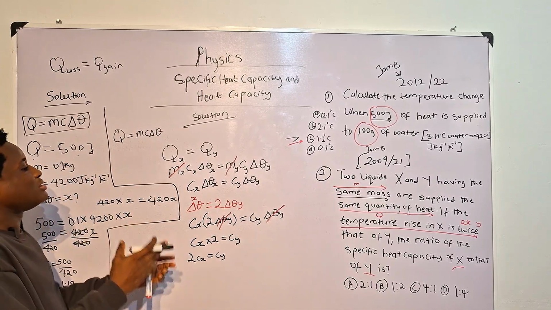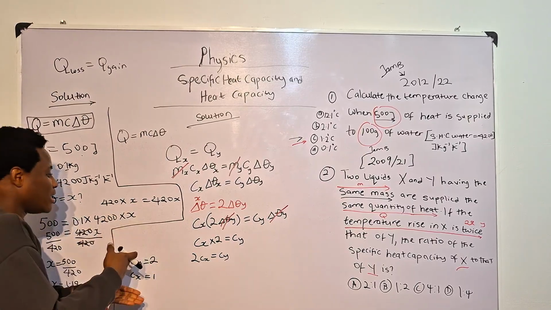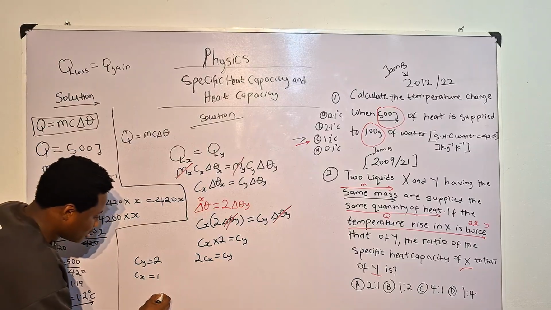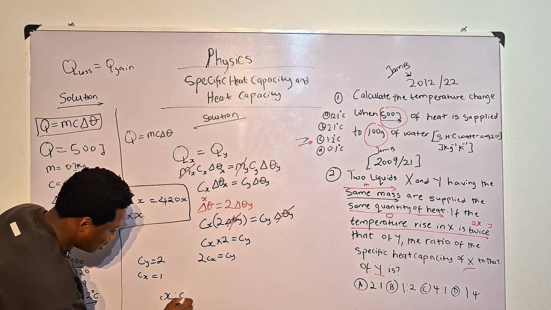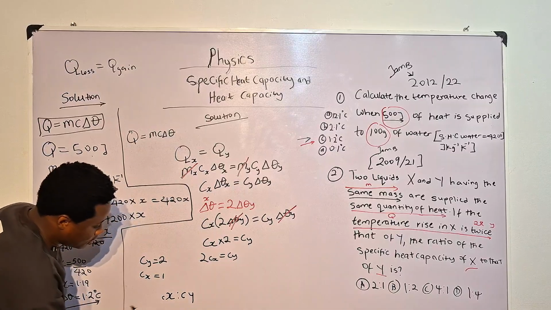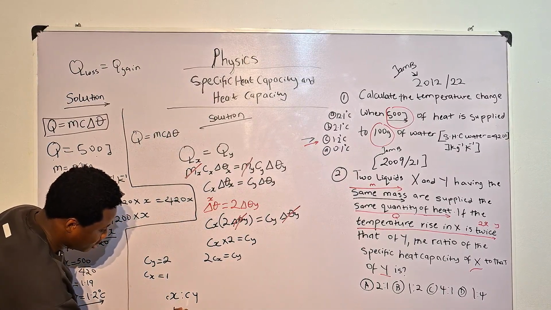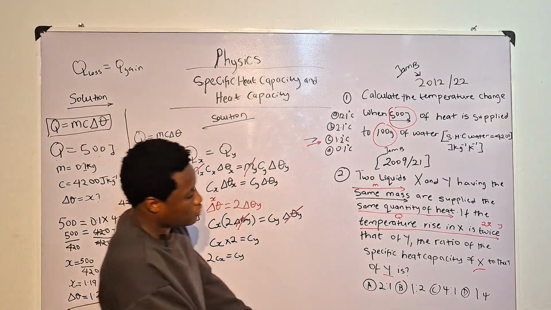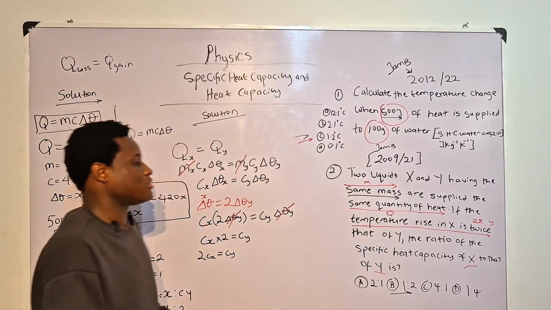Because they said, what is the ratio of the specific heat capacity of X to Y? Because they're saying X to Y, you bring X first. What is the specific heat capacity of X to specific heat capacity of Y? So now the specific heat capacity of X is 1 and that of Y is 2. So the answer becomes 1 is to 2. So we have to go to our options and B is our answer.